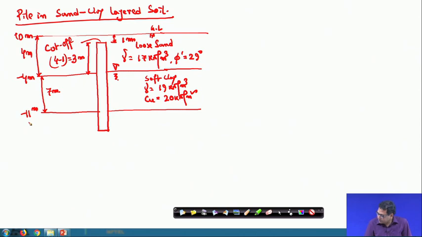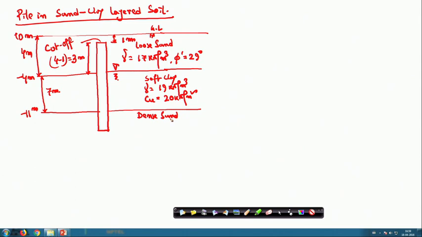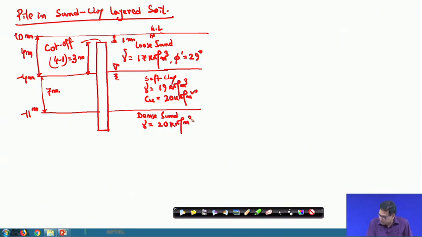Then the next layer, which is dense sand, whose unit weight is 20 kilonewton per meter cube and phi value is 40 degree, and the length of the pile in this layer is 6 meter. Okay. So, that is minus 17 meter, the base of the pile. So, total length of the pile is 3 meter plus 7 meter plus 6 meter. So, 16 meter will be the total length of the pile.